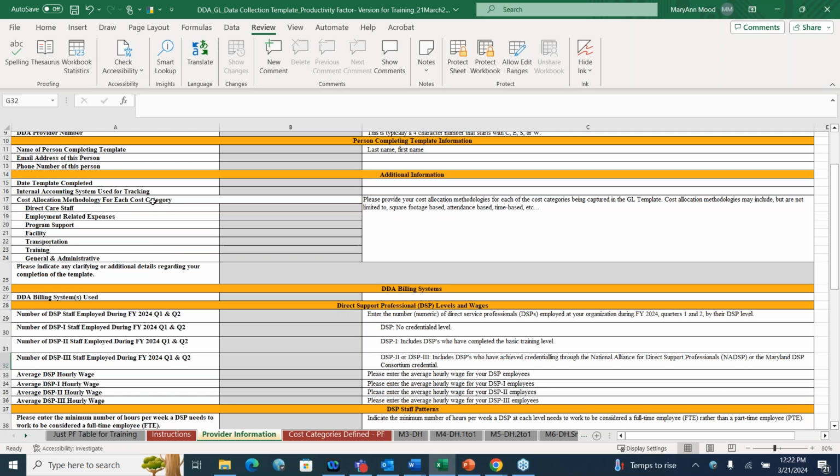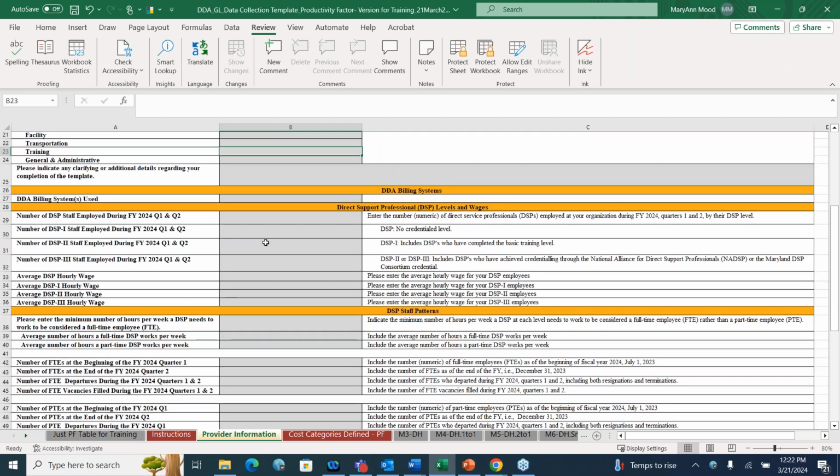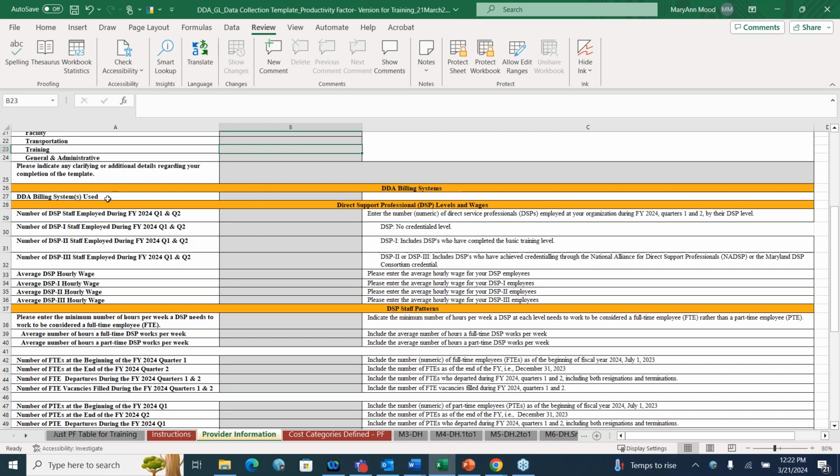Then it goes down to cost allocation methodology for each cost category. So we're interested in how you're coming up with those numbers, because we know different providers could potentially be doing this a bit differently. We also here want to know which billing system you're using, or if you're using both billing systems. So there is a drop-down response for the DDA billing system that's being used.